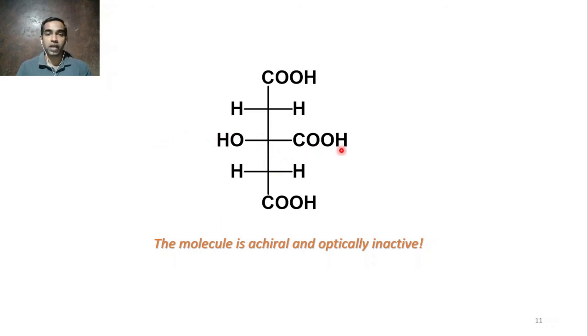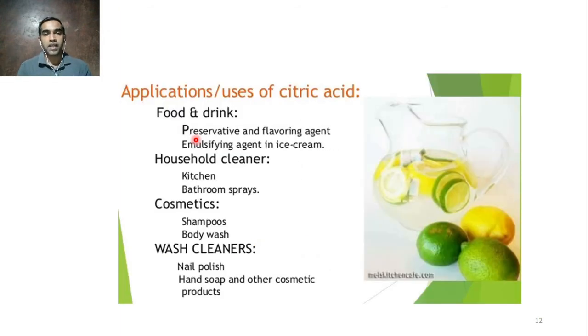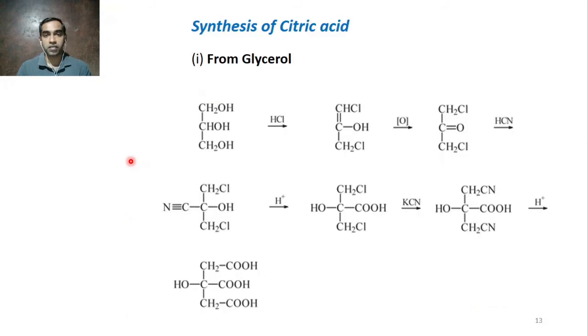You can see it has no chiral center. From the viewpoint of the top, it suddenly looks like there may be some chiral center, but if you look into that structure properly, there is no chiral center, and it has a plane of symmetry passing here. So the molecule itself is achiral. Applications of citric acid: it is used as a preservative and flavoring agent, and for household cleaning purposes while cleaning utensils. It is used in cosmetics and wash cleaners.